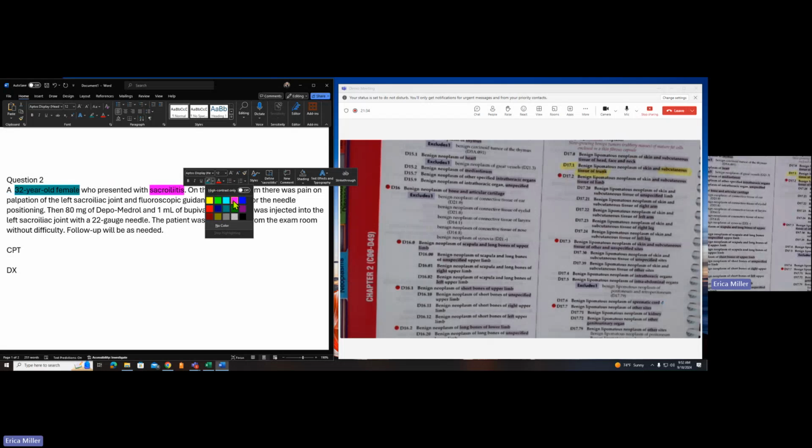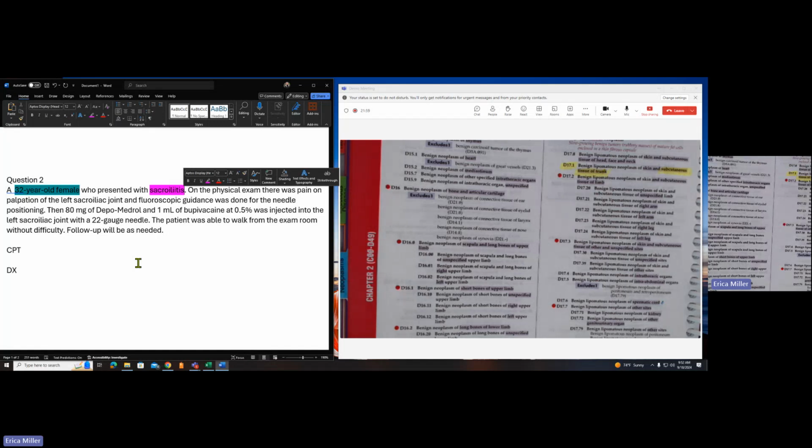Sacroiliitis. That is my problem. Going to put those problems in pink. Now, thinking about sacroiliac, what is that, right? So you have to think about where this is on the body. Well, the sacrum, okay, your sacrum is the lower part of your spine. It's the S spine. That's what we like to term it.